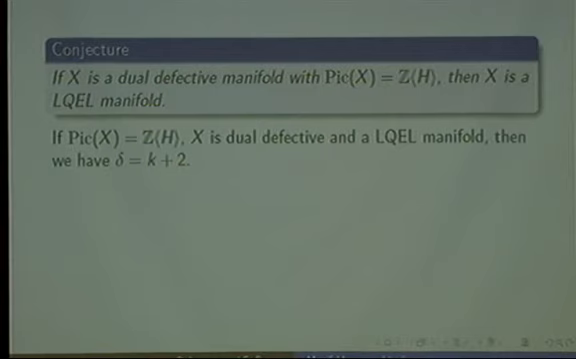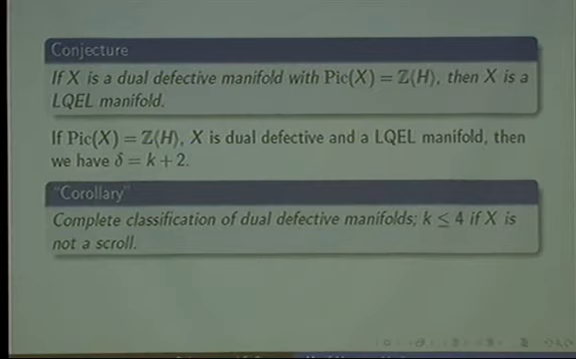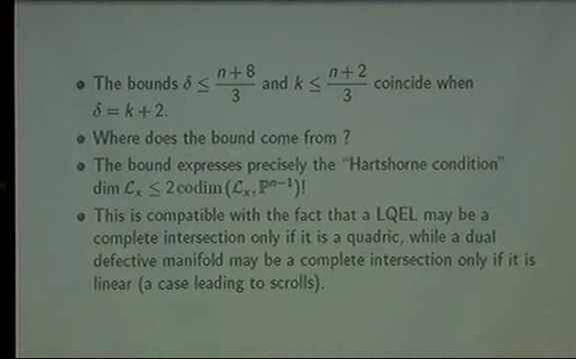And this, if X is both dual defective and an LQL, the defects are related by this formula. And if the conjecture would be true, then we would have a complete classification of dual defective manifolds, and we also prove Mumford's impression, namely that there are very few and the defect should be bounded by 4, unless it is a scroll. Now, the last thing is this, just to reassure everybody, including our president.